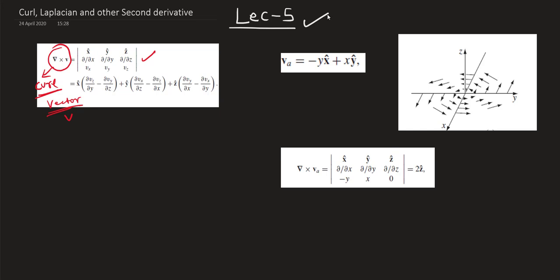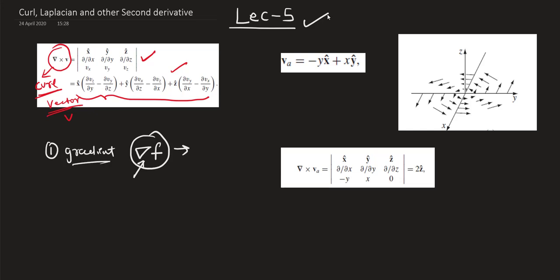So now you can take the curl by calculating this determinant, and when you solve this determinant you will get this expression. Okay, so this is how you take the curl. In the earlier lecture, let me again define the three operations which we have done. First was the gradient, and gradient was simply operated upon the scalar function. Okay, so when you operate this operator del upon a scalar function f, then we call this gradient.